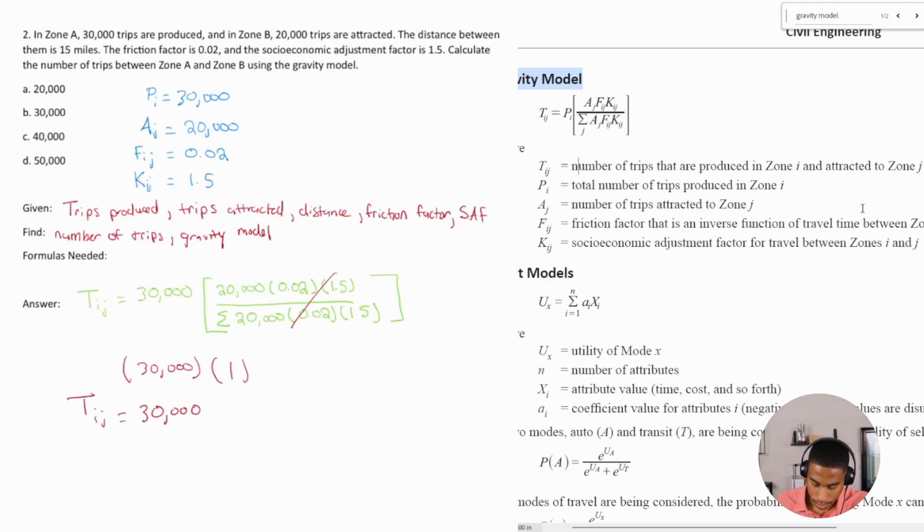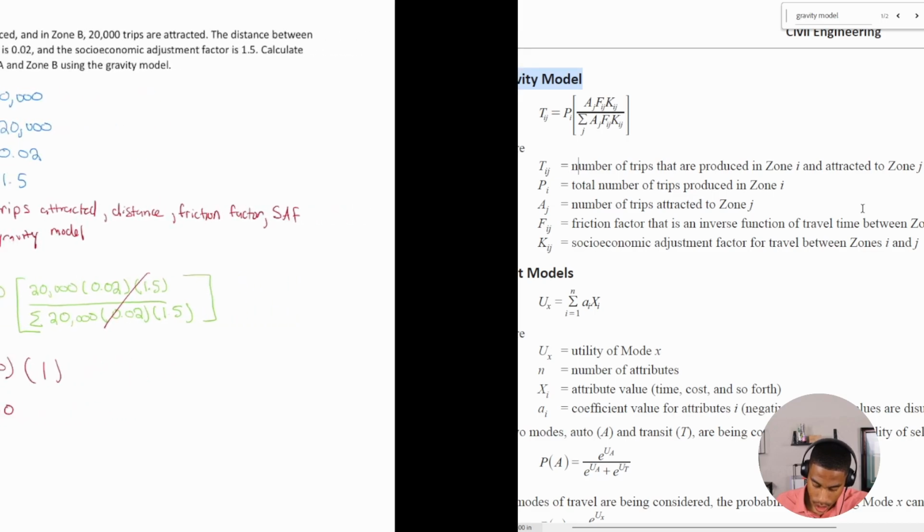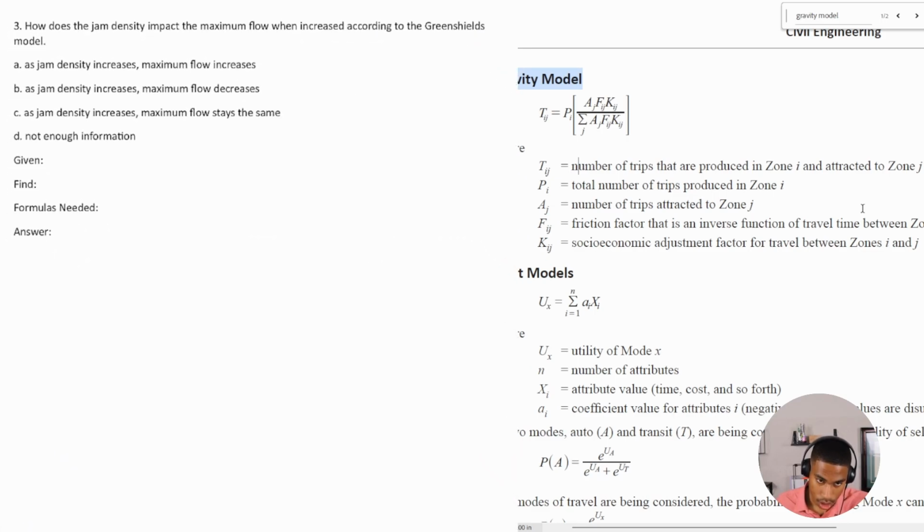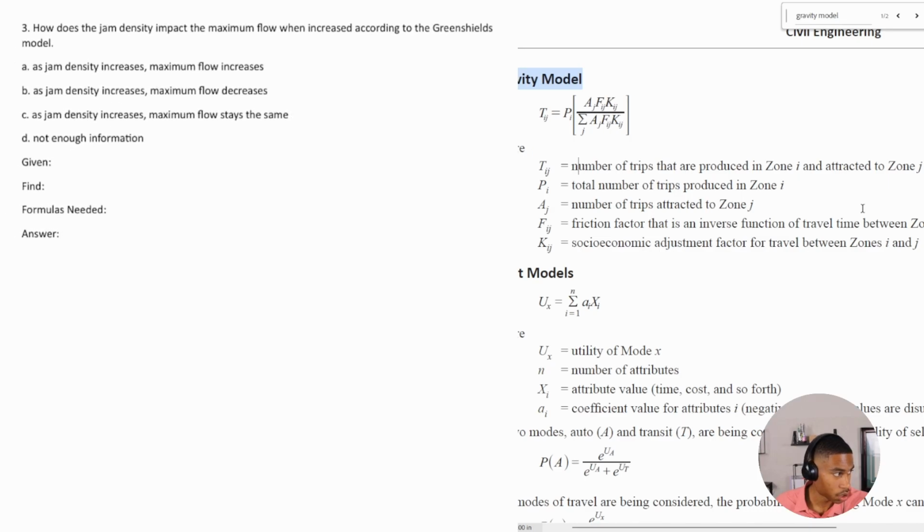All right, let's look at number 3. This one says, how does the jam density impact the maximum flow when increased according to the Greenshields model? All right, so let's first start with what information we are given. They're not given any variables, so I'm just going to say that's not applicable for this. What are we trying to find?